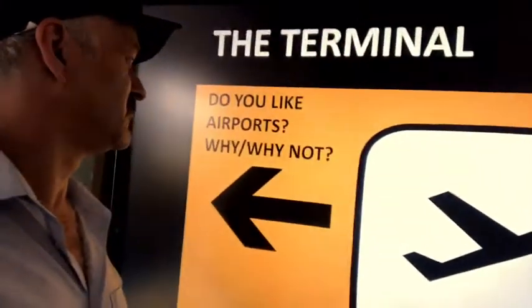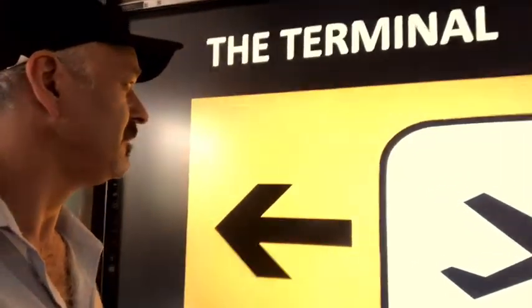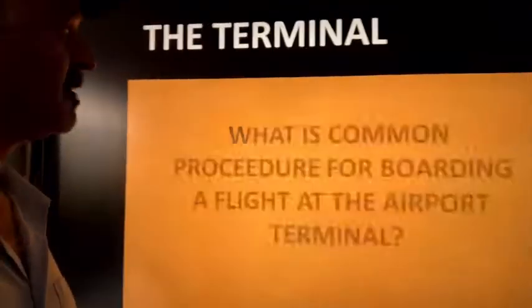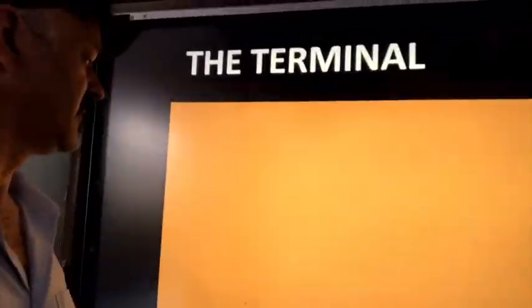So this is The Terminal, and we started out with a discussion. Do you like airports? Why or why not? And we moved on into the airport. We talked about the common procedure for boarding at a terminal, and then we went into our first handout.